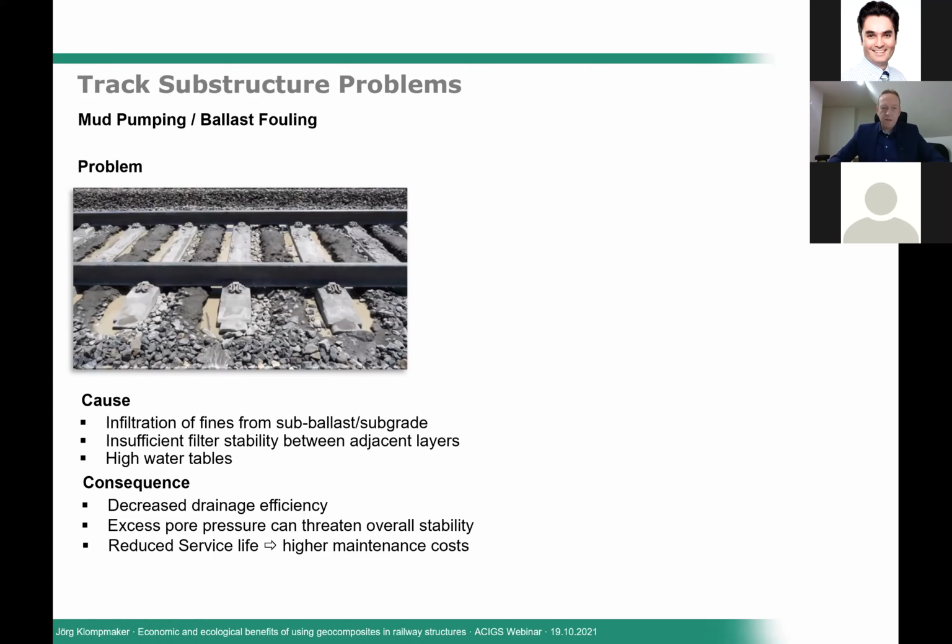The consequence of that are decreased drainage efficiencies, excess pore pressure that can threaten the overall stability of the railway track, and finally a reduced service life, which in the end means we need higher maintenance cost.